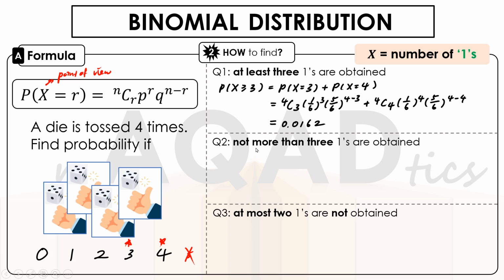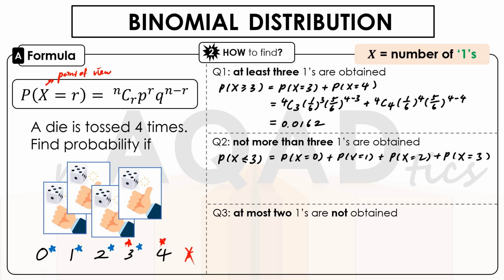The second question is not more than 3 ones are obtained, right? So this means we cannot exceed 3. So cannot exceed 3 means we need to calculate the probability for these 4 cases. So the probability that x is less than or equal to 3, so these 4 cases.